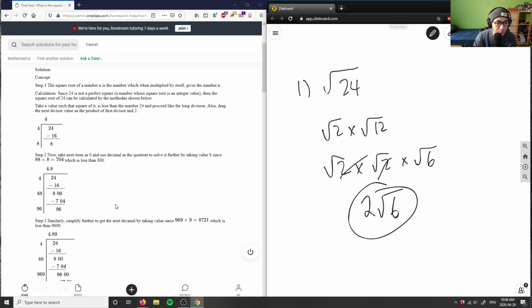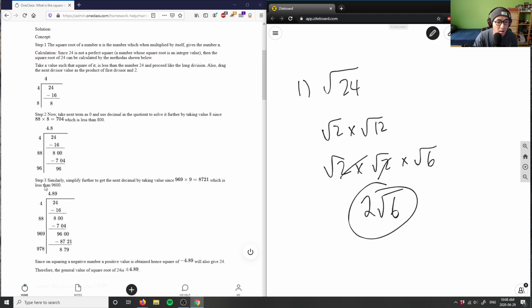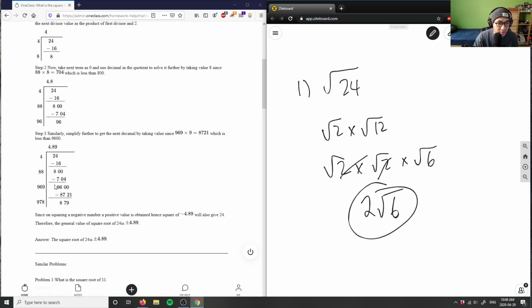88 times 8 is 704, and then what you're going to do is again double the 8 here. And you get 16, you add this by 80, you get 96, and then the next number you have 90, you can bring down another 2 zeros here, and you have 9600, and you realize that 969 times 9 is 87721, and this would be approximately 4.89.